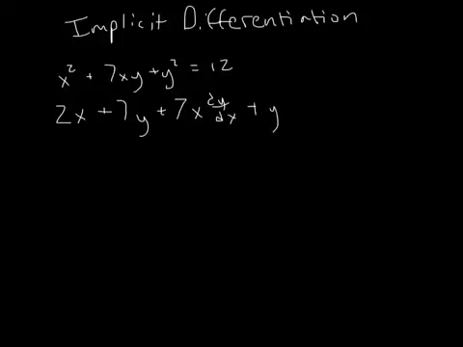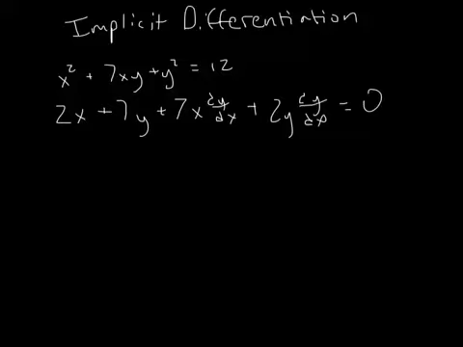Plus y squared, not plus y squared actually, got confused, plus 2y dy over dx equals, what do you get when you take the derivative of the constant? 0. That's simple. Okay, next step.